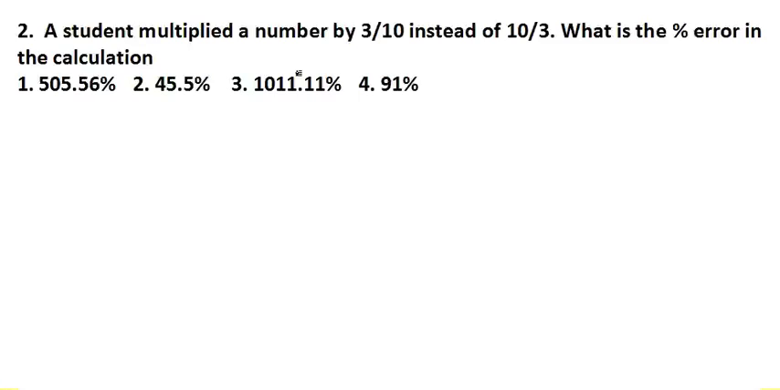Okay, this is almost ditto the same question. Now I want you to do it in the same fashion. Read the question properly and try to attempt. Here it is saying that a student multiplied a number by 3 by 10 instead of 10 by 3. He was supposed to multiply by 10 by 3, but he mistakenly multiplied by 3 by 10. So I told you, always take the LCM of the base, 3 and 10. If you take the LCM, you will get 30. So multiply this number with 30.